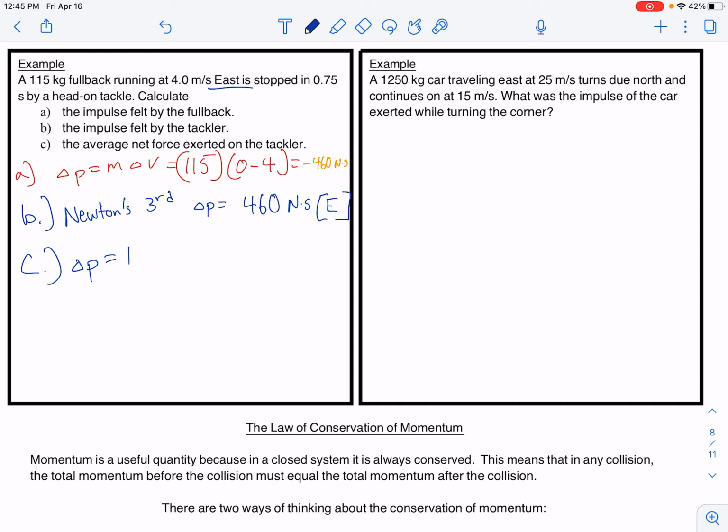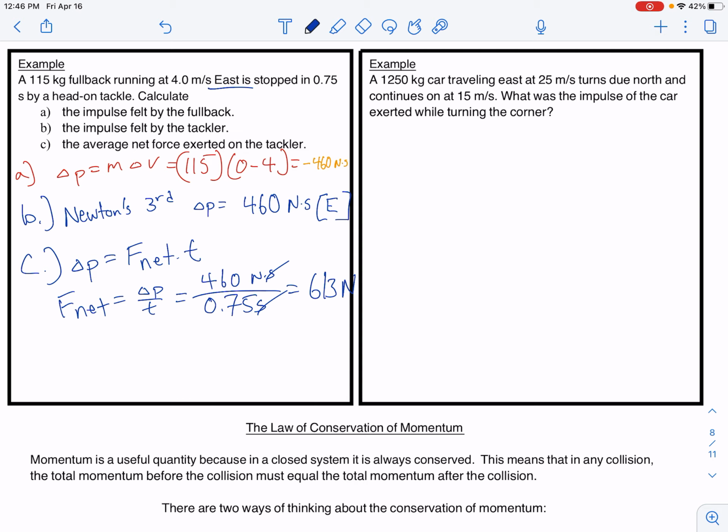Okay, what's the average net force on the tackler? So you see our change of momentum is going to be net force times time. That's another way we could derive that formula. We'll isolate net force because that's what it's asking for. So we get our change of momentum divided by time. Know that our change of momentum was 460 newton seconds, and our time, 7.5 seconds. All right, our net force is going to be 613 newtons. We can see because seconds cancel out. Okay.